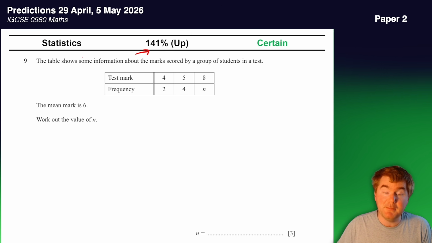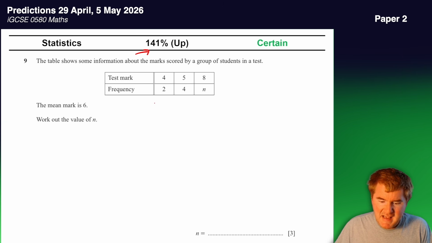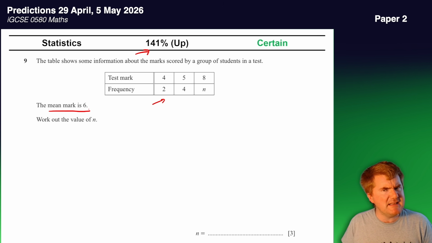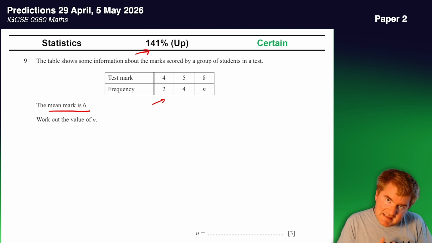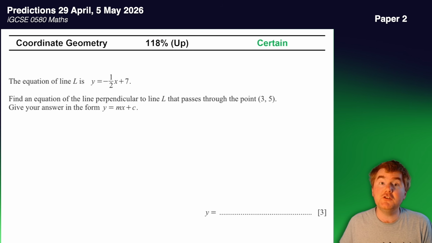This is actually a paper 2 example of a statistics question. Notice they've got some marks here, essentially a frequency table, and they give you the mean mark and you have to work backwards. So they're being sneaky with Cambridge these days. It's not like, for example, in the past where they said probability and statistics and transformations all on paper 4. Not anymore. They can sneak in these topics on a non-calculator on paper 2, and you need to be ready for it.